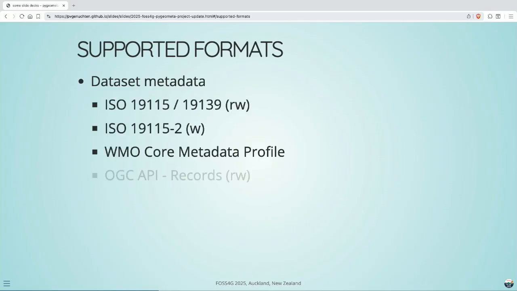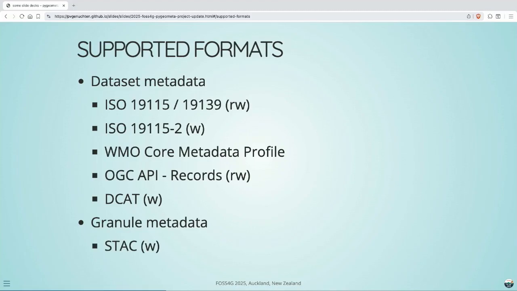We support a number of different dataset metadata formats as well as granular metadata. So ISO 19115 was the initial level of support, and then we started building out from there. We support the WMO Core Metadata Profile, version 1 or version 2, the OGC API Records core model, which is part of the specification. DCAT support was recently added, as well as STAC, and there are a number of others there. I should have mentioned that we also support schema.org for those who are interested.